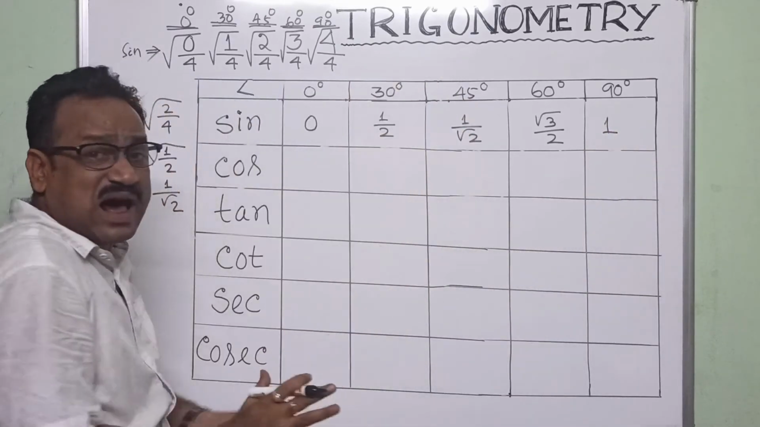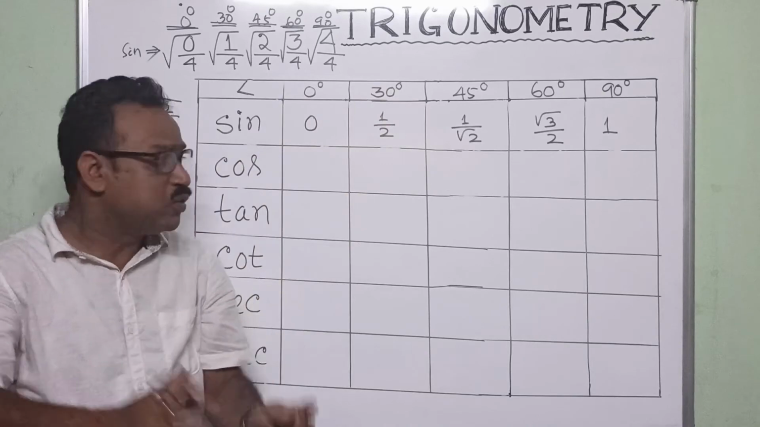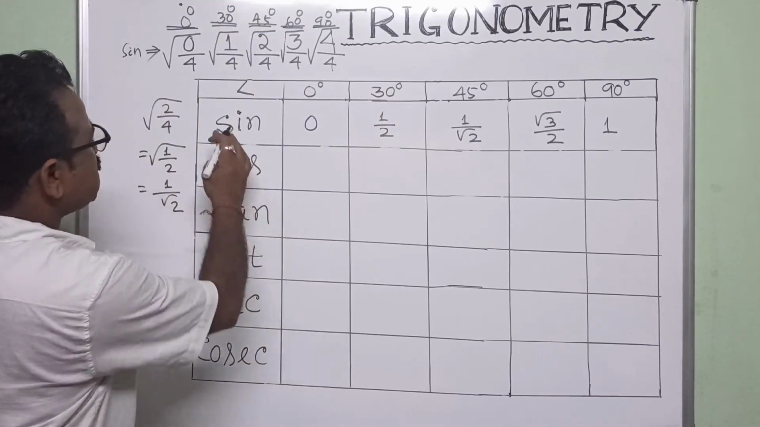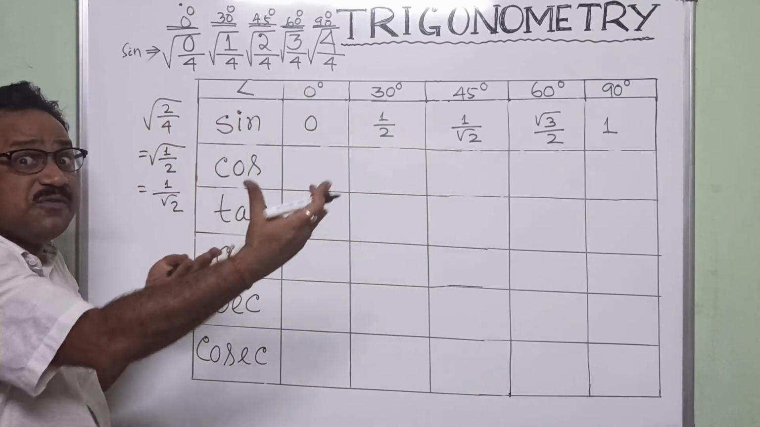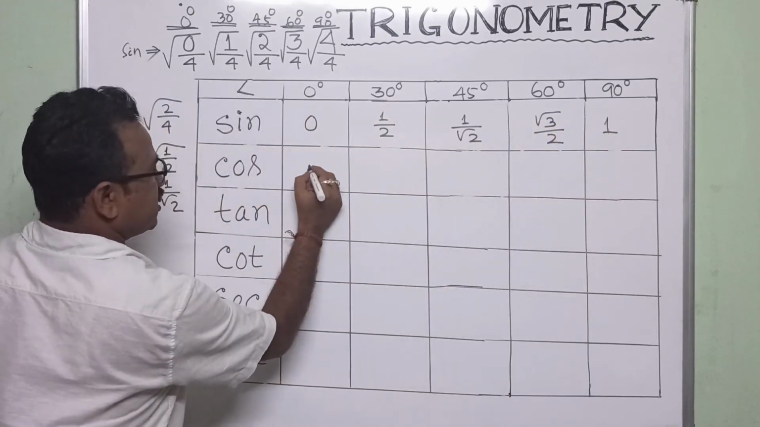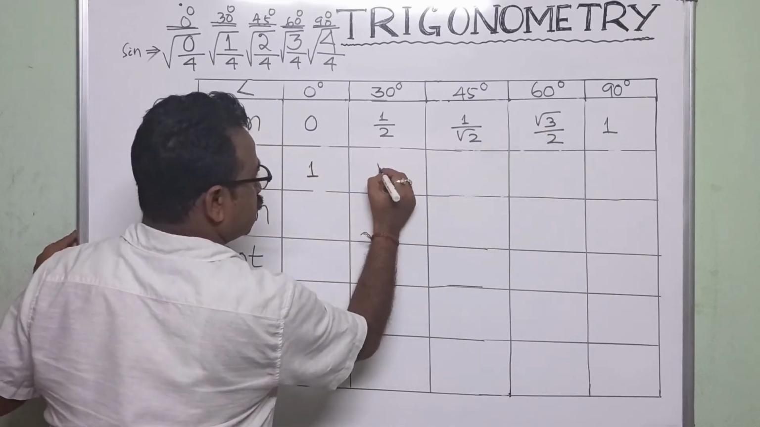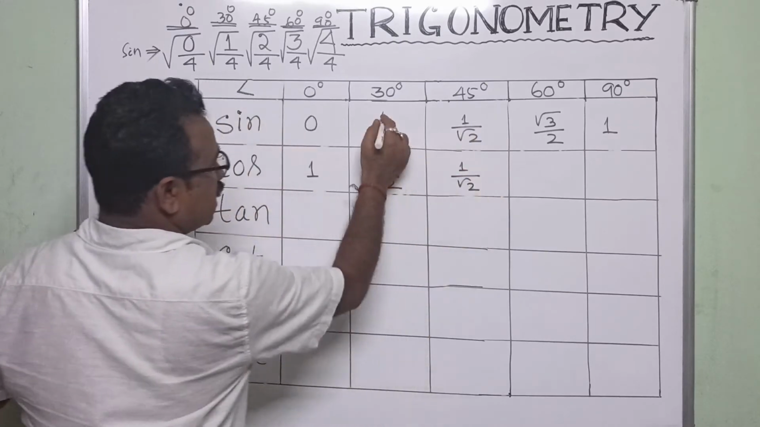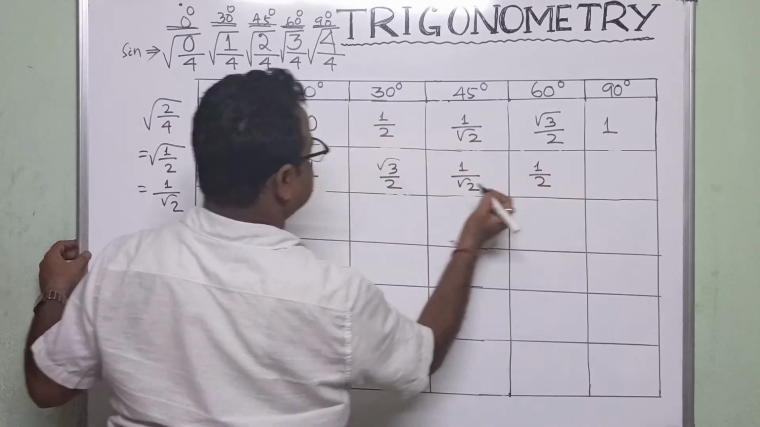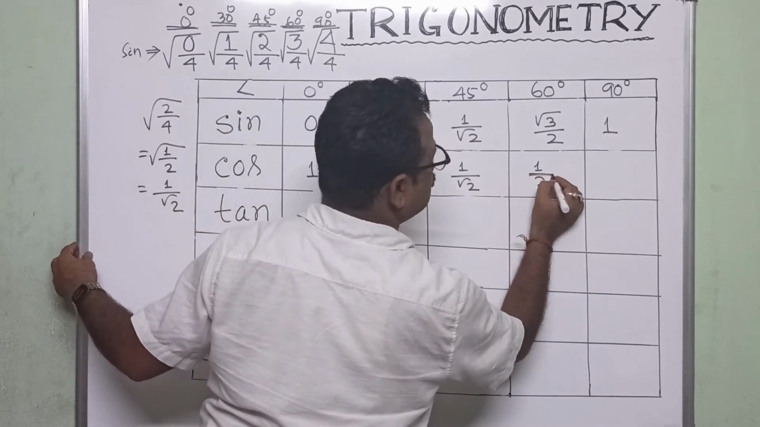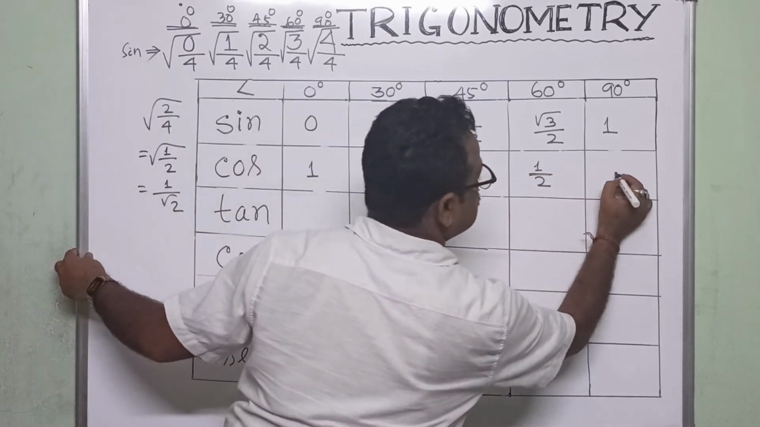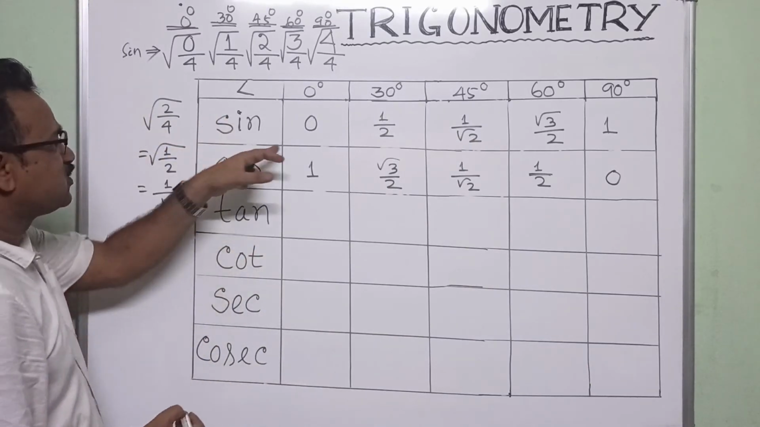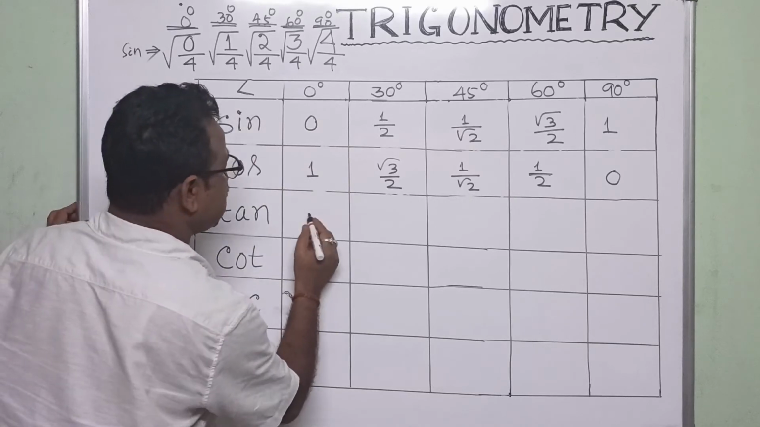Now by remembering the values of sine, we can complete the table within a fraction of a second. How? Cos is the reverse of sine: 1, then root 3 by 2, then 1 by root 2, then 1 by 2, and 0. Now tan is sine by cos, so 0 by 1, and 0 by something is 0 here.